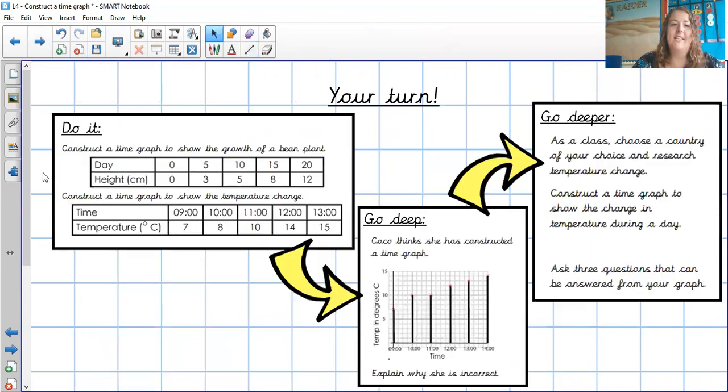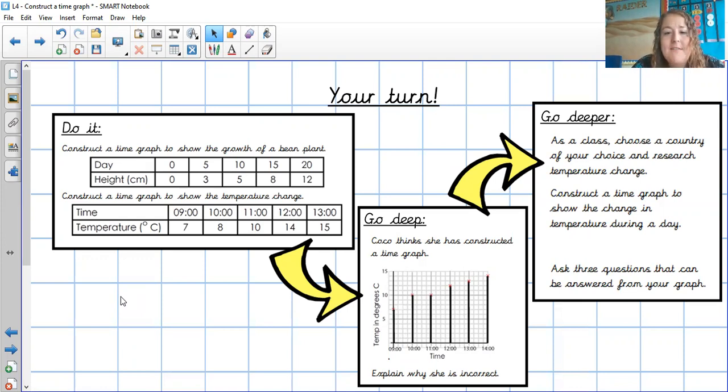Okay, your activity today then will look a little bit like this. Your do it task. You've got two pieces of data, two tables. Can you please construct a time graph to show, first of all, the growth of a bean plant, and the second data is to show the temperature change. Can I just make sure that you are really careful with the frequencies you pick? So the day and the time on both of them, which is the top ones on both, is going to be your x-axis. They are given for you. But your temperature and your height up the side, they are the ones that you have to choose the frequency. Now, the numbers aren't huge, but just think about the best ways to do it each time.